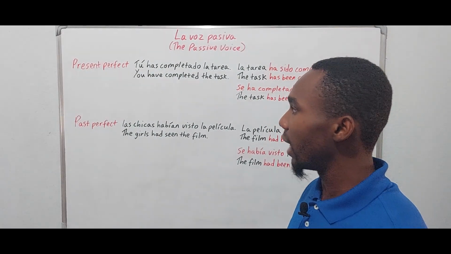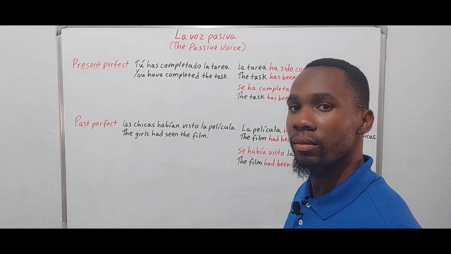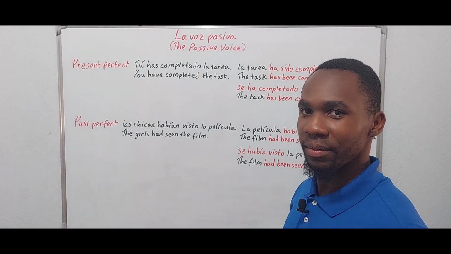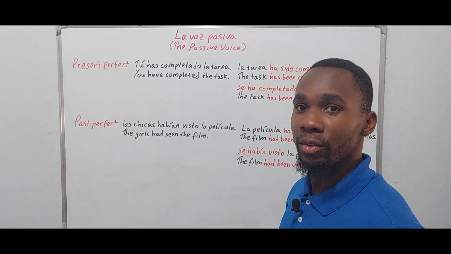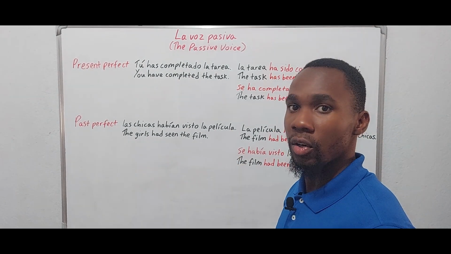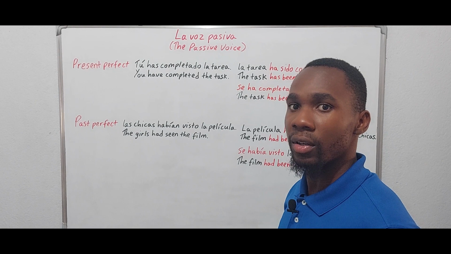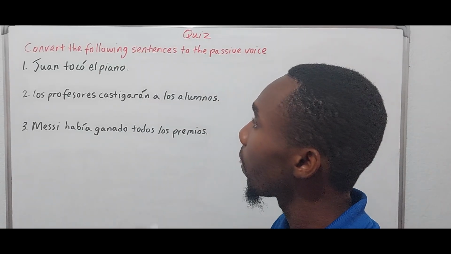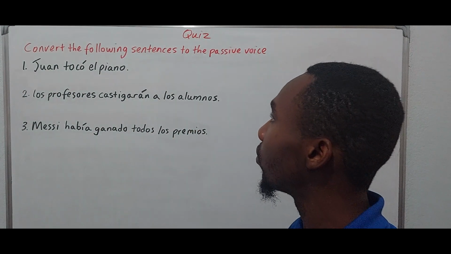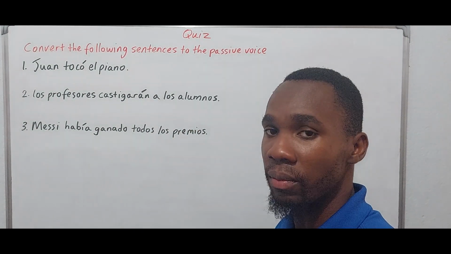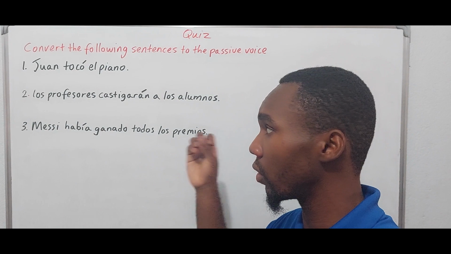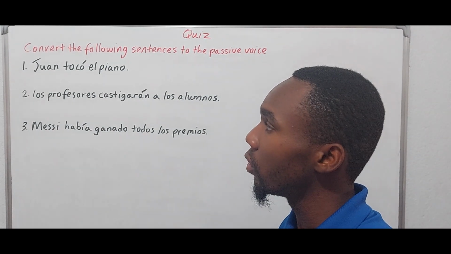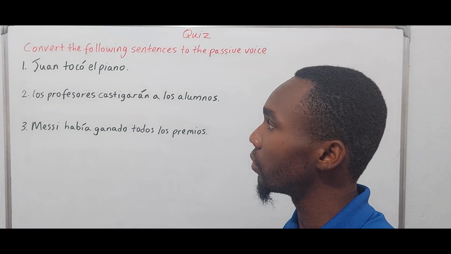So this brings us to the end of, let's say, the teaching segment. Okay? Now it is time for a quiz. So we move on to the quiz. Convert the following sentences to the passive voice. Naturally, this means that these sentences are constructed in the active voice. Número 1. Juan tocó el piano.